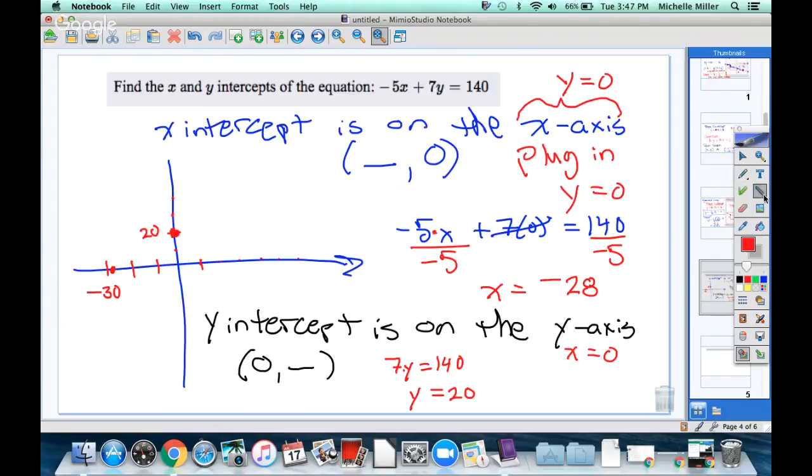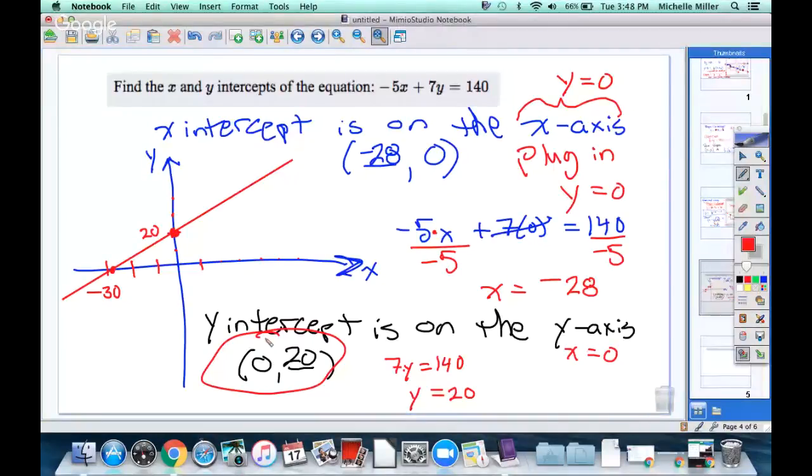And if I have 2 points, I have a line. It's always a good idea to check, but I'm just going to graph it for now. I'm pretty sure that's my line. I wasn't asked for that, but just for fun. And remember, the vertical axis is always the y-axis, and the horizontal axis is always the x-axis. So my intercepts are, let's finish this off, -28, 0, and 0, 20. So those are my answers.